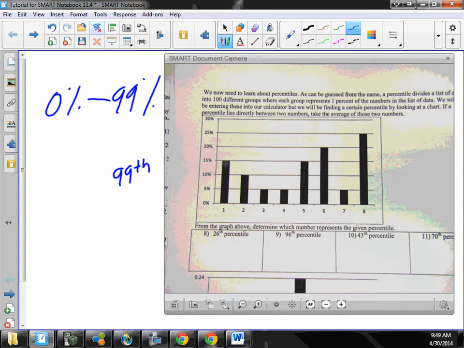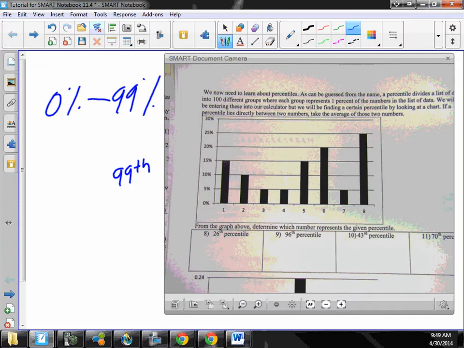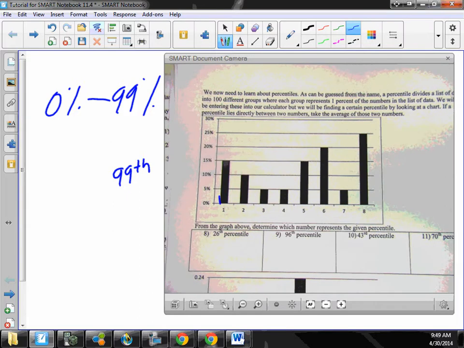So these problems say, from the graph above, determine which number represents the given percentile. So let's suppose that I am in the 26th percentile. What was my score on the test? Well, I just need to count the percentages. How much is that? 5, 10, 15, 20, 25. So this was 25, and this is 30, so 26 was right there. So somebody in the 26th percentile would have scored a 3.